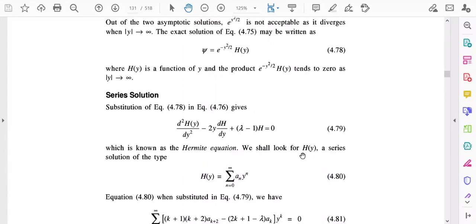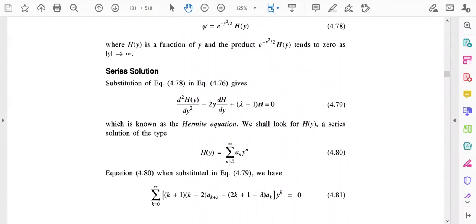and we shall look for h(y), a series solution of the type h(y) equal to the sum over n equal to 0 to infinity of a_n y^n. So how will we solve this equation? We will adopt a process, that is the series solution method, and I expect that you have already learned in your mathematical physics how to perform the series solution method. So I expect you know the process of the series solution.